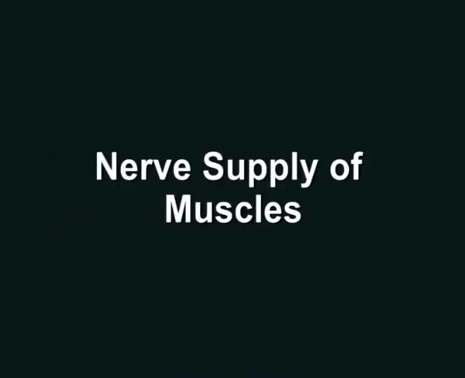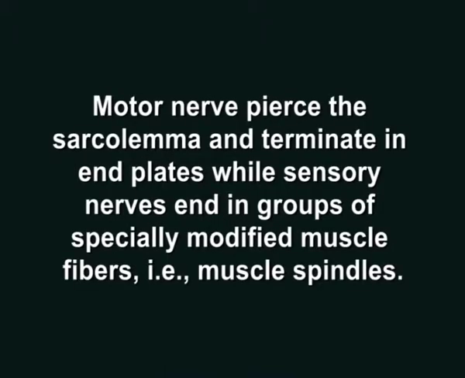Nerve supply of muscles. Motor nerves pierce the sarcolemma and terminate in end plates, while sensory nerves end in groups of specially modified muscle fibers, that is, muscle spindles.